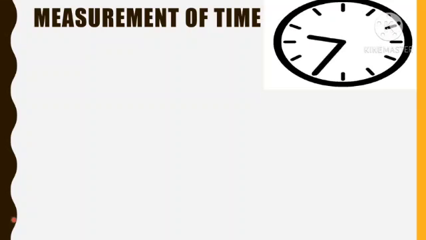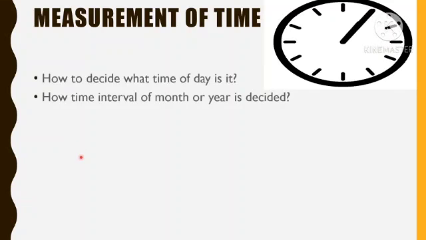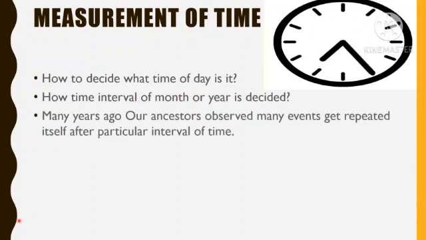If you don't have a clock, how would you decide what time of the day it is? How is the time interval of a month or year decided? Many years ago, our ancestors observed that many events repeat themselves after a particular interval of time. So that's why they made day, month, and year.